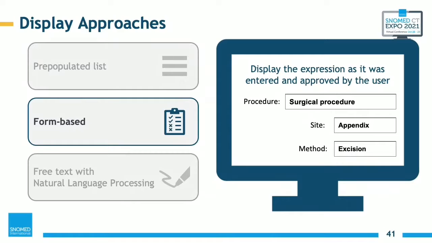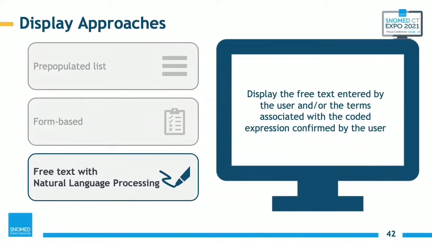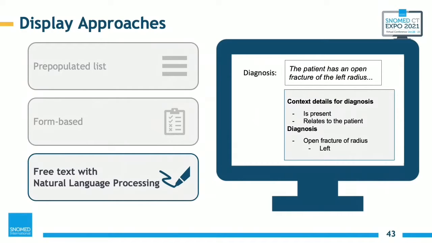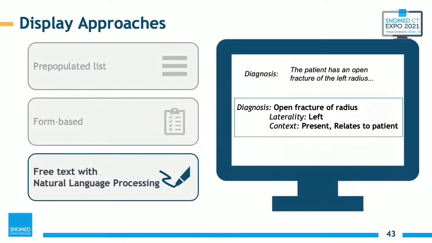But first, let's look at the display of expressions where the form-based approach is used. In this case, the advice is to display the expression in the same form as it was entered and approved by the user. With this approach, each of the selected terms are displayed in the same information structure as they were entered, with the labels on each data entry field explaining the purpose of each value. And using the last approach, the free text approach, it's recommended that the system displays the original free text that the user entered, and optionally also the terms associated with the coded expression that the user confirmed. And as shown in this slide, the display of the confirmed expression can be simplified to show the relevant labels and terms of the confirmed values in a concise manner.